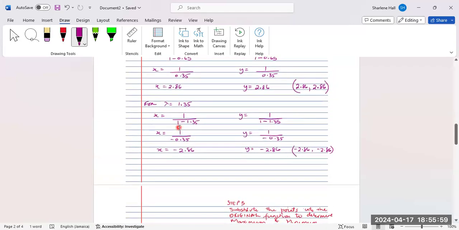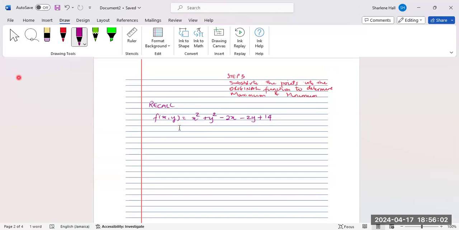Then now we have 2.86, 2.86. So f of 2.86, 2.86 is going to be 2.86 squared plus 2.86 squared minus 2 times 2.86 minus 2 times 2.86 plus 14. This is pure calculator work now. Matter of fact, put everything in the calculator one time until you get 2.86 squared plus 2.86 squared minus 2.86 minus 2.86 plus 14, equals.